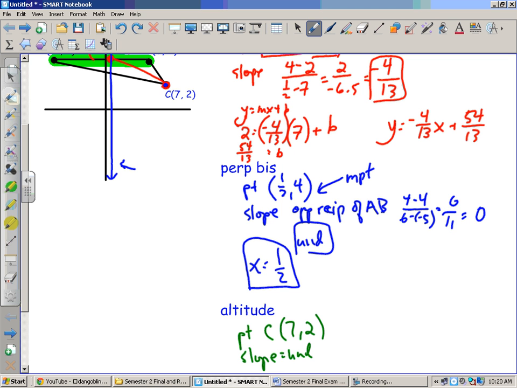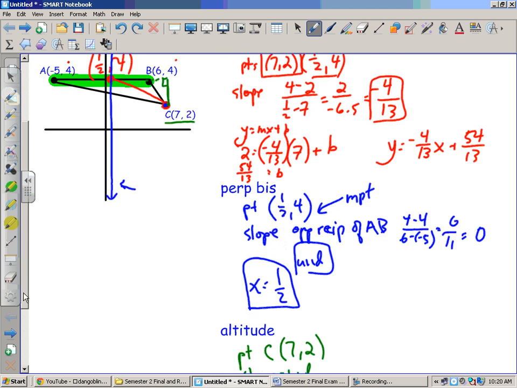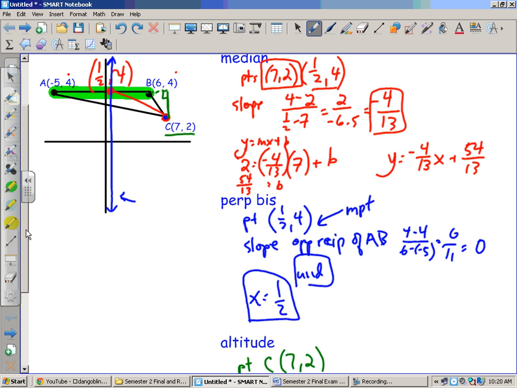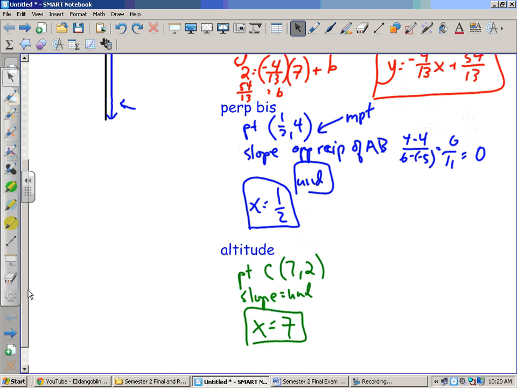So basically what you've got is a straight vertical line. If we could draw this, it's actually going to land outside, but it's a straight vertical line through the point (7, 2). A straight vertical line through that point is going to be x equals 7. So that's how you would find the equation of the median, right here. The equation of the perpendicular bisector, right here. And then the equation of the altitude, right there.